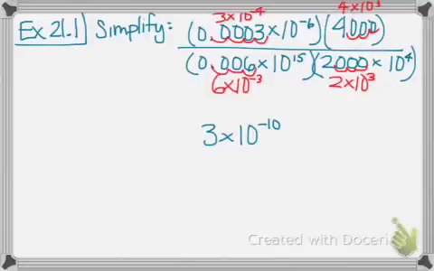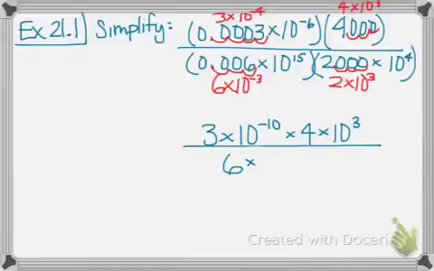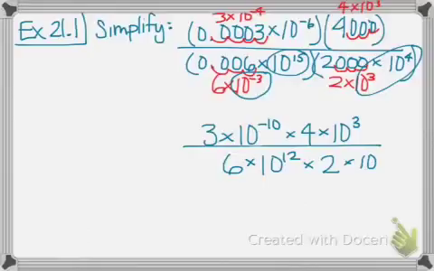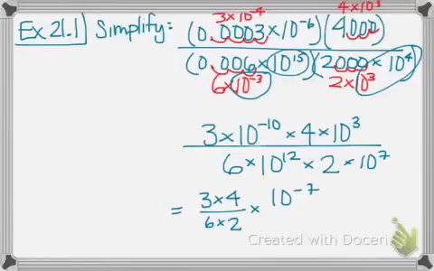So I have 3, 10 to the negative 4, and 10 to the negative 6 make 10 to the negative 10. And then on the top I also have 4 times 10 to the 3. On the bottom I have 6, and then I have 10 to the negative 3 and 10 to the 15th, which make 10 to the 12th, times 2, and 10 to the 3 times 10 to the 4th is going to be 10 to the 7th. Now I'm going to take the numbers that are not powers of 10 and put those together. So I have 3 times 4 over 6 times 2 times 10 to the negative 7, because 10 to the negative 10 and 10 to the third make 10 to the negative 7.